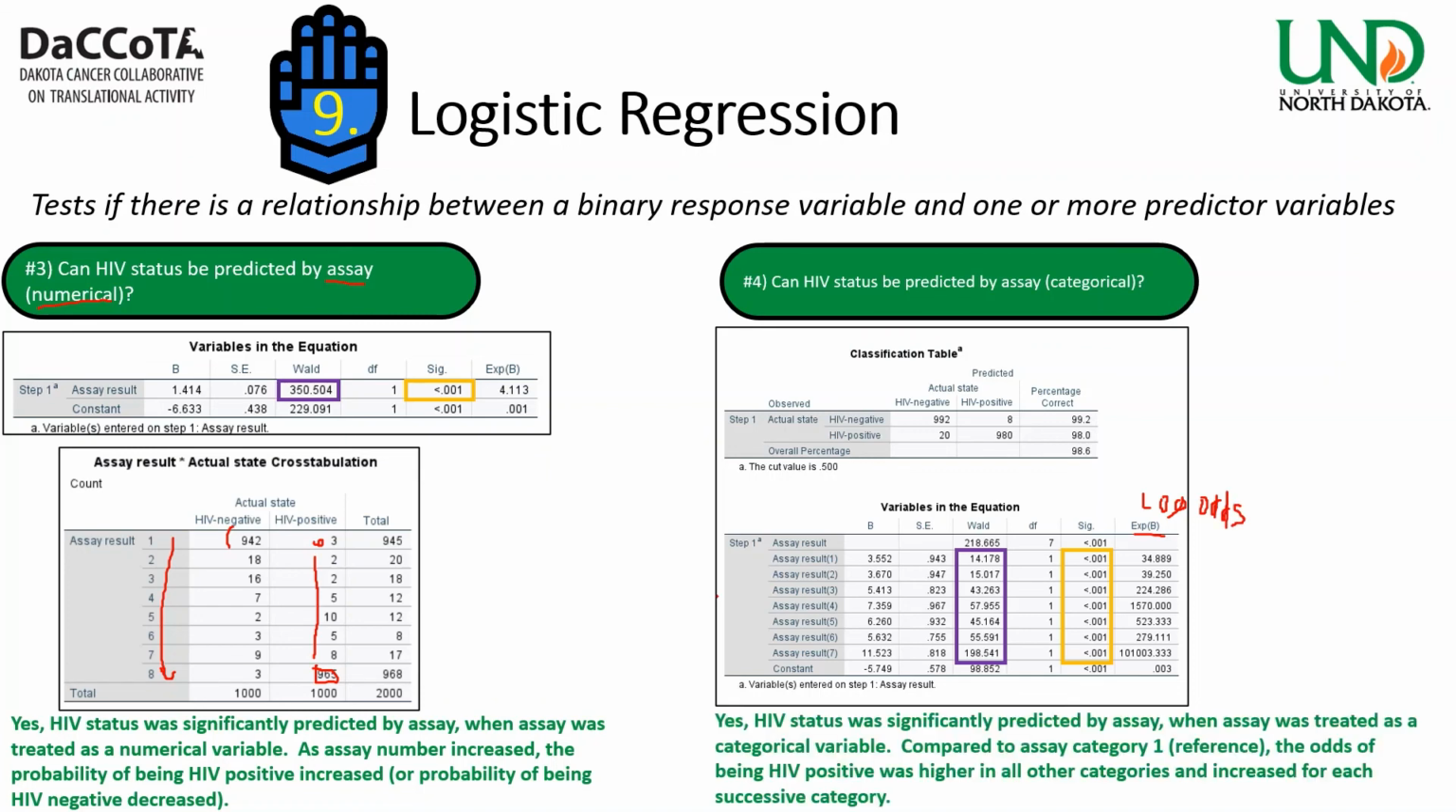And so the reference variable is assay result 1. And so again, HIV status was significantly predicted by assay, where assay was treated as a category variable compared to the reference category 1. The odds of being HIV positive were higher in all other categories, increased for each successive category. So what the log odds means is the odds compared to the reference. So it's higher than 1 odds, and it just keeps going up here.